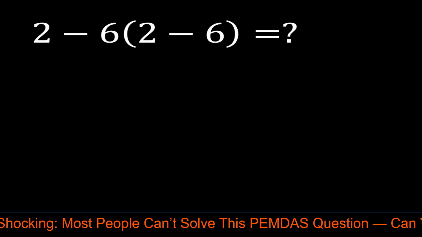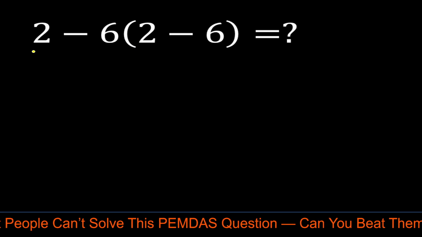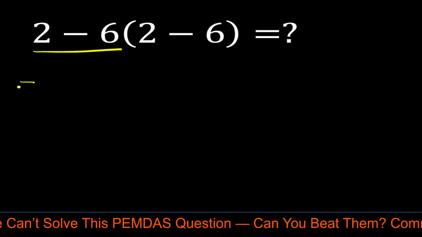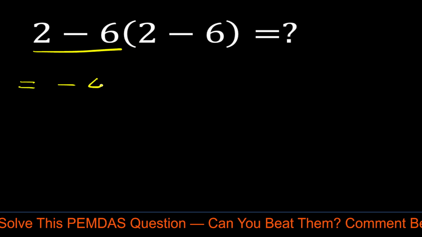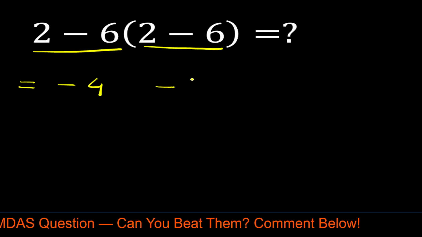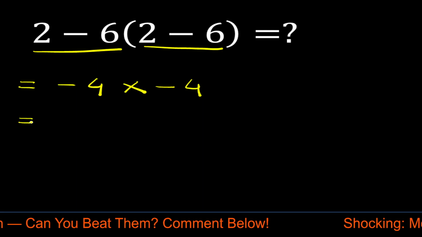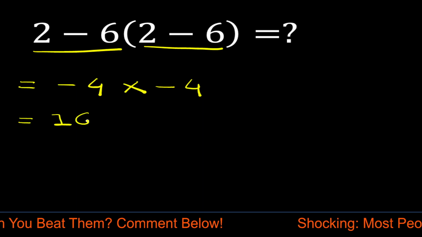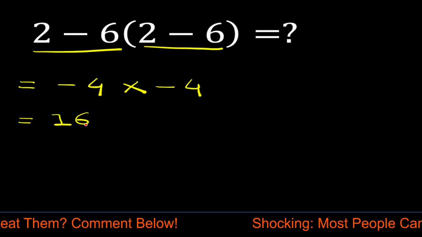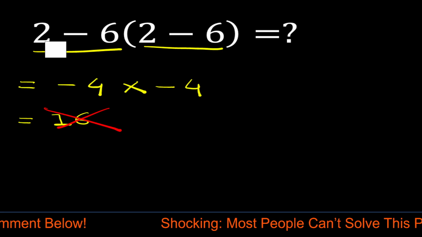So most people solve this question like 2 minus 6 is equal to minus 4. Then again 2 minus 6 is equal to also minus 4. Now minus 4 times minus 4 is equal to 16, right? But this answer is not correct. This answer is completely wrong.